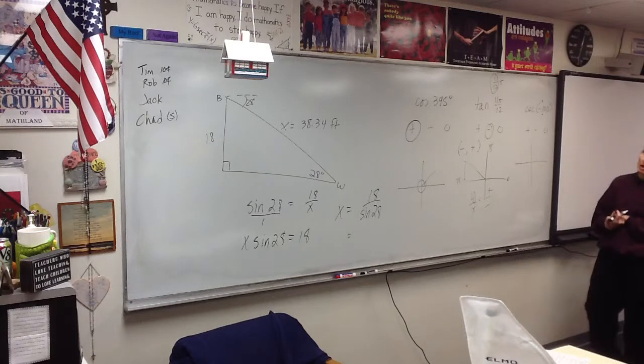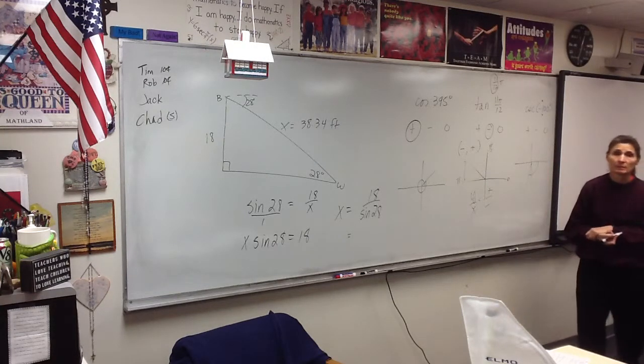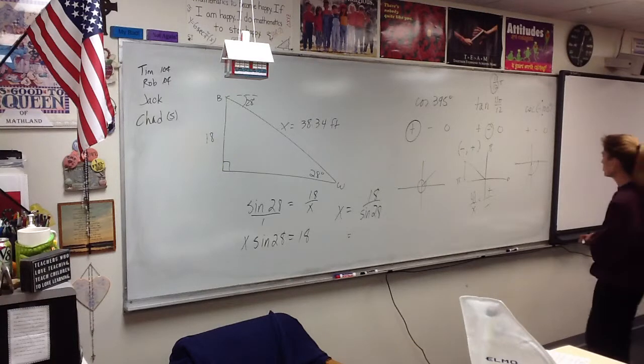Finally, negative 100. Now remember, negative means go down. Here is negative 90. So we're going a little bit past negative 90. Negative 100 is a little bit past negative 90. So we are somewhere in quadrant 3.